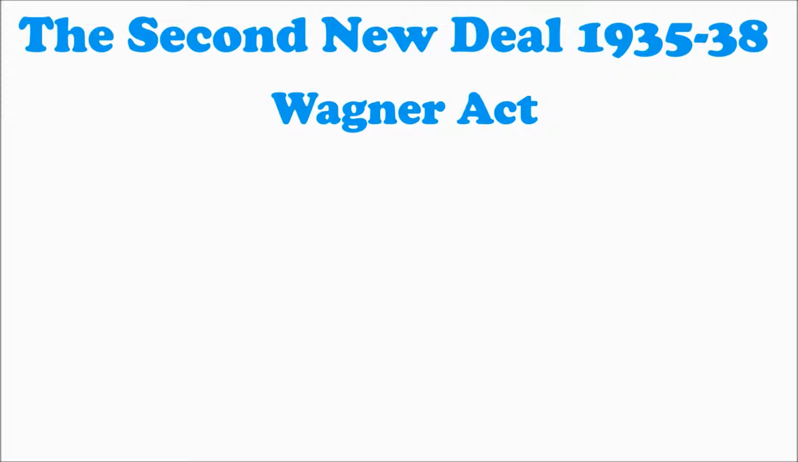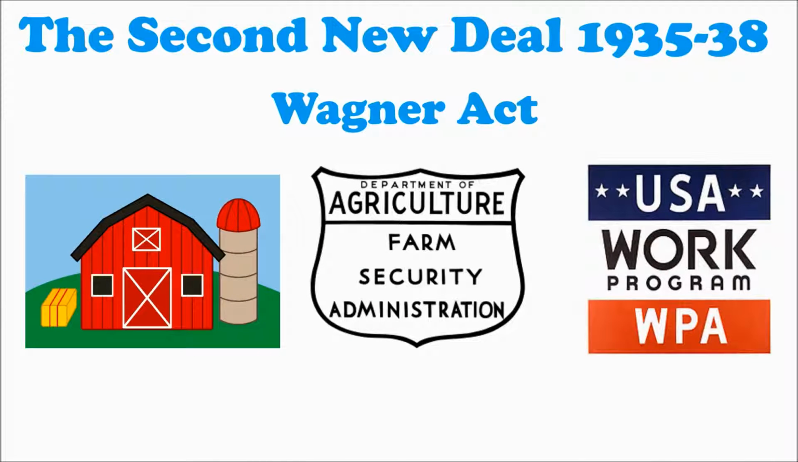The second New Deal in 1935 to 1938 included the Wagner Act to promote labor unions, the Works Progress Administration relief program, the Social Security Act, and new programs to aid tenant farmers and migrant workers.